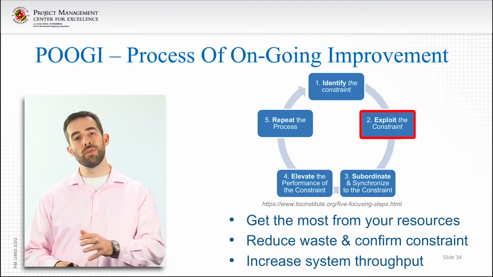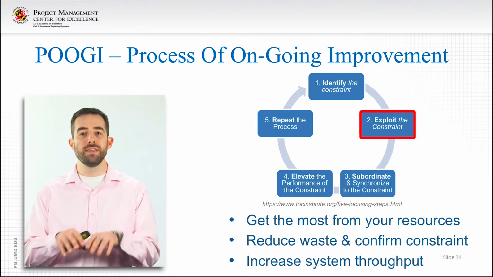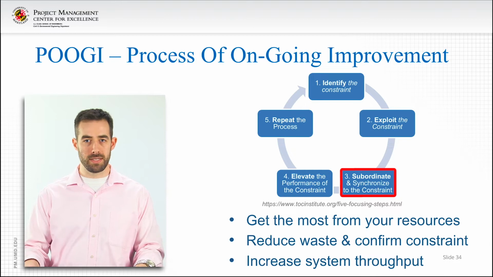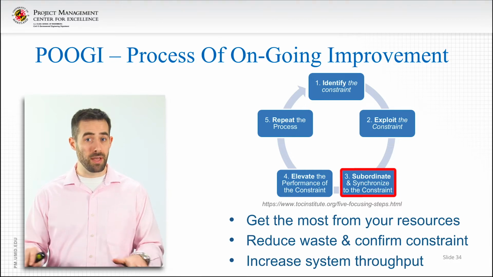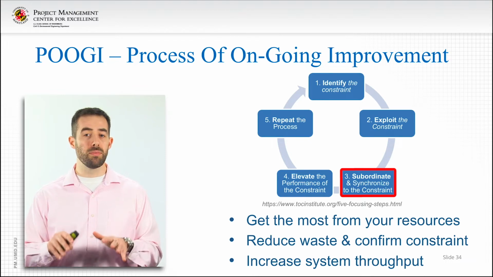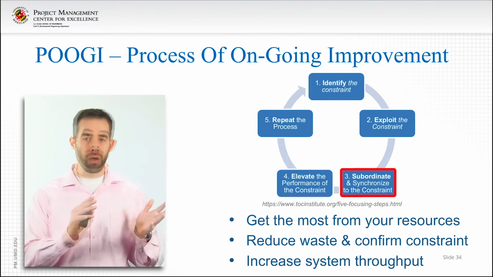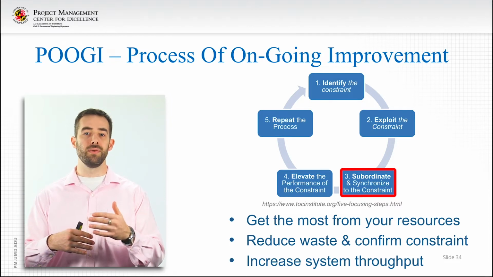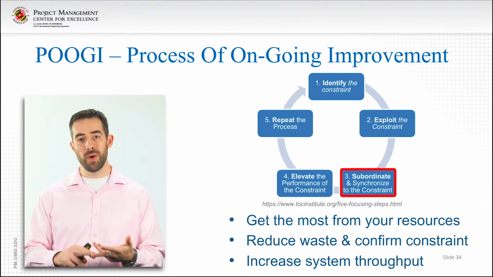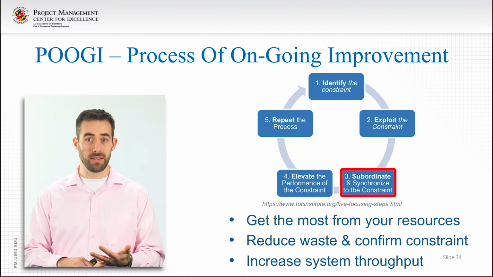Next, once you fully utilize the constraint, you then need to subordinate all other processes. That's because of the fact that anything that's not the bottleneck should not be running at full efficiency. Only the bottleneck should be running at full efficiency. Otherwise, you're going to create a lot of work in process, which is going to require you to have storage and waste and tracking that you don't need.